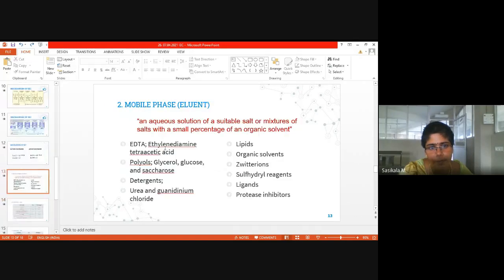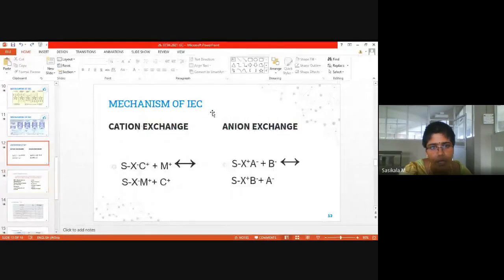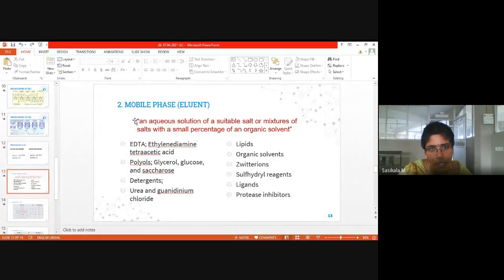Mobile phase will be an aqueous solution of a suitable salt or mixtures of salt with a small percentage of an organic solvent. So what type of solvent here? Buffer we have to use, right? Mobile phase is nothing but buffer. Mobile phase acts as solvent, eluent and developing agent here.